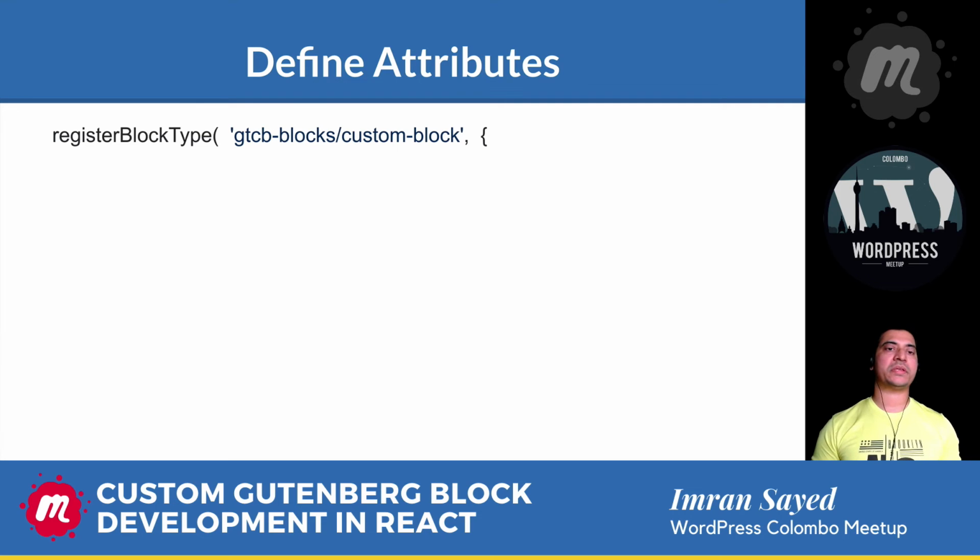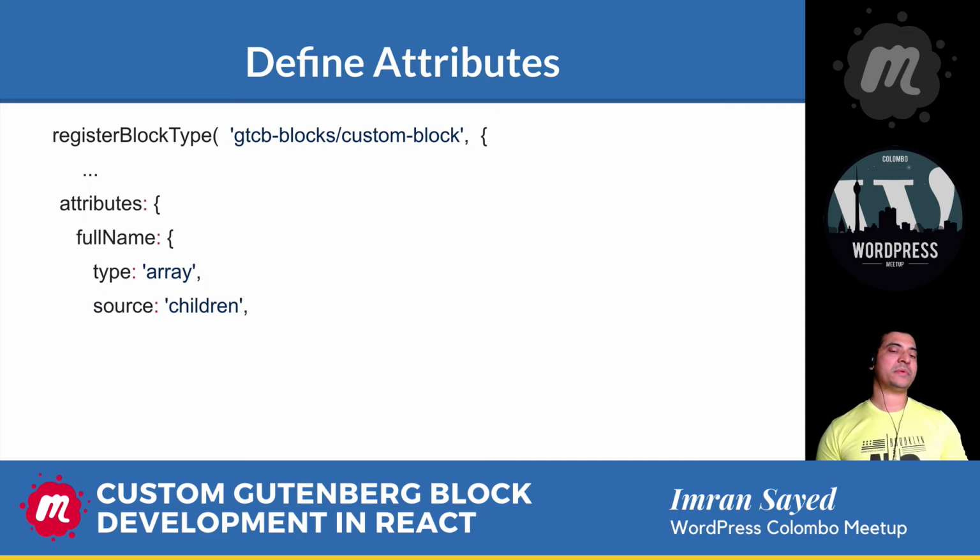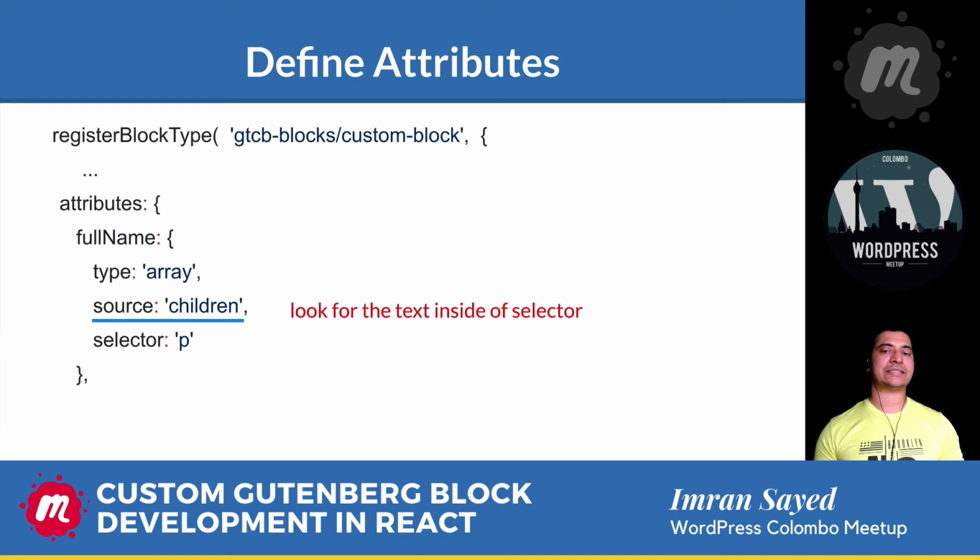You are pretty familiar now with the register block type function, so let's continue with that. You can add attributes as an object, and then in key value pairs you can add different things. For example, if I want to add a key called fullName, I can add that. I can define what type it will be. Will it be an array? So in this case, an array. What will be the source? It's going to target the children. Selector, which is going to get hold of the P element, and if you take a look, this looks for the text inside of the selector. Okay, so if the selector is the P tag, it's going to look for anything inside of that P tag, whatever text, whatever content is inside of the P tag.